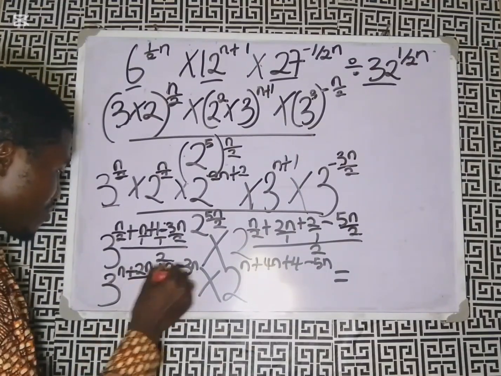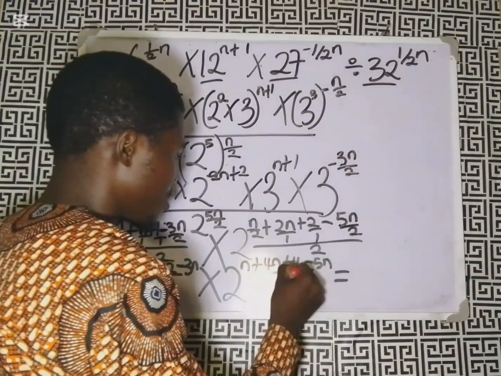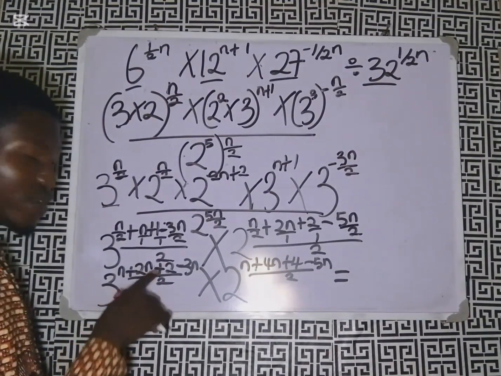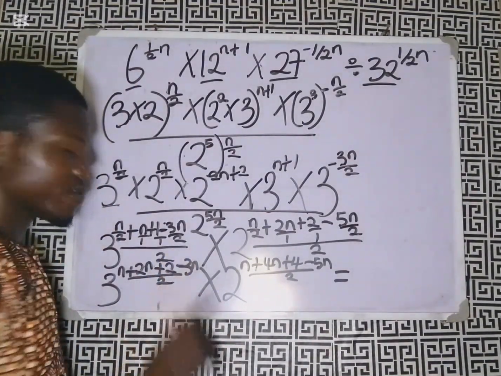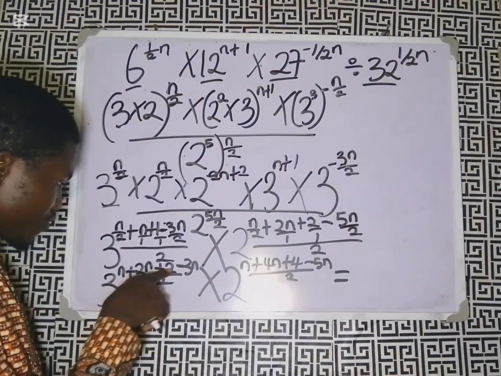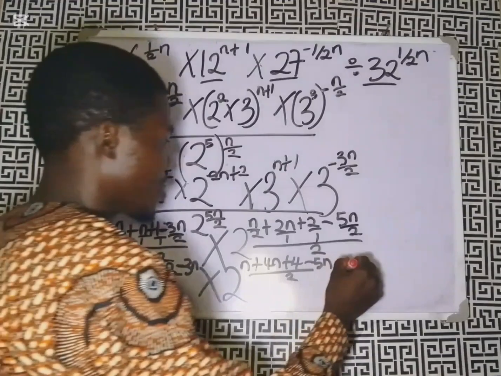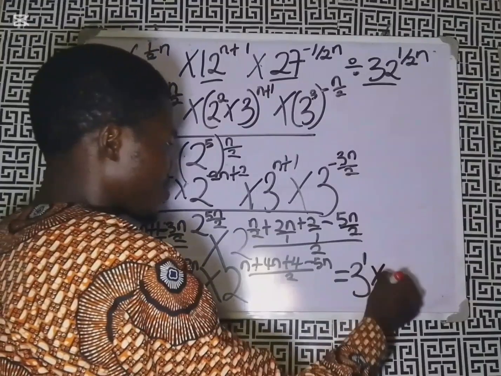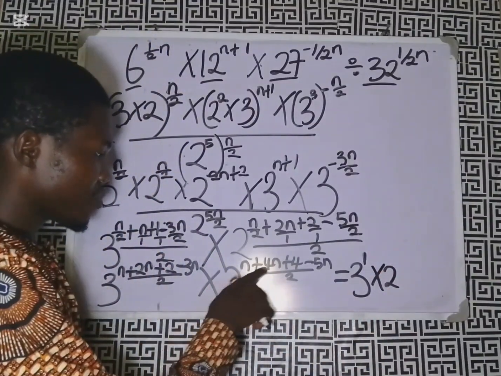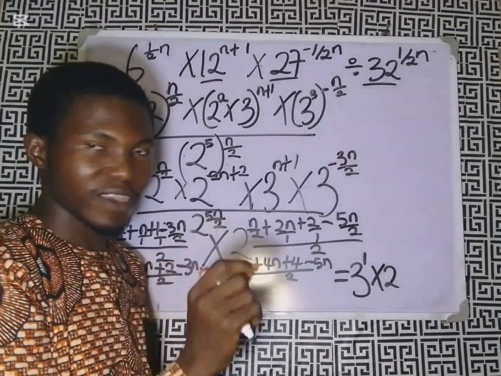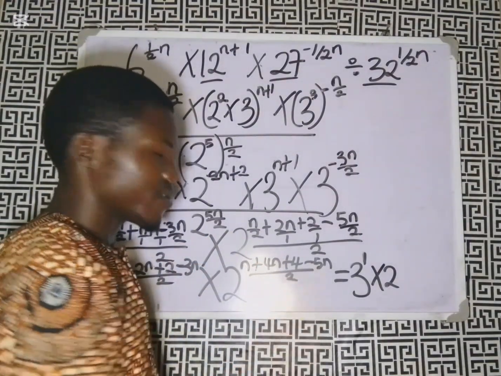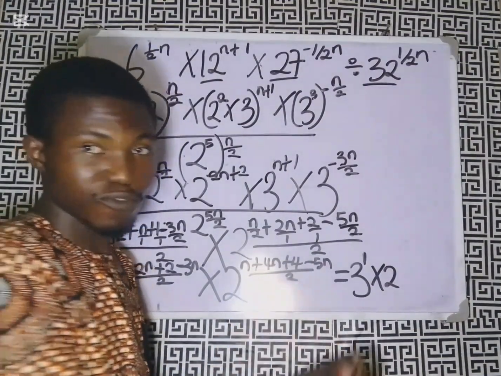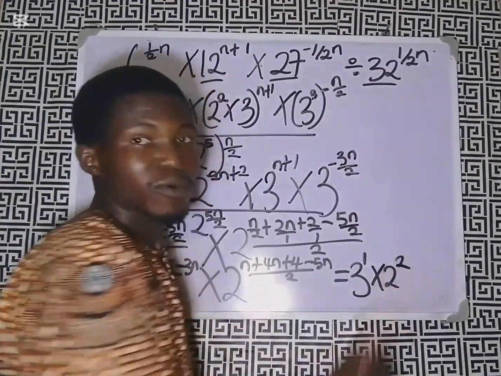So we still divide by 2 again; that still remains the denominator. Since n plus 2n is 3n, minus 3n is 0, we are left with 2. 2 divided by 2 is 1, so we'll have 3 raised to power 1. Then from this side, multiplied by 2, n plus 4n will give us 5n. 5n minus 5n will give us 0, so we are left with 4. 4 divided by 2 is 2, so we have 2 raised to power 2.